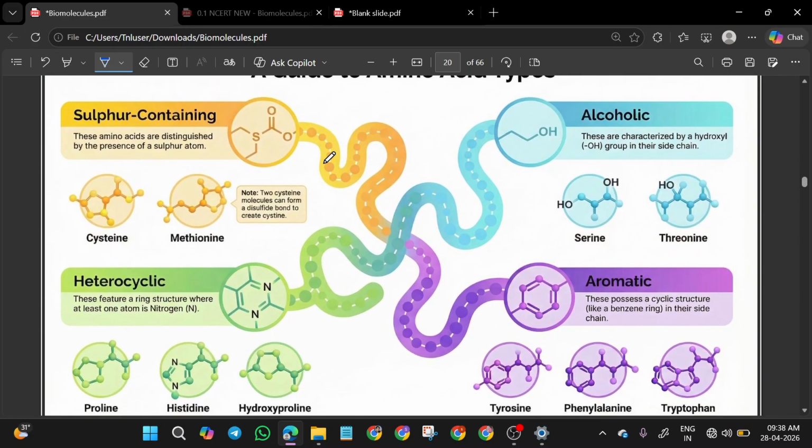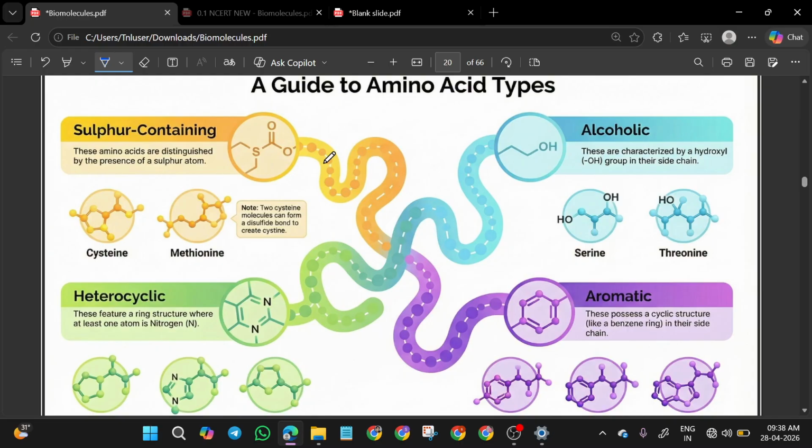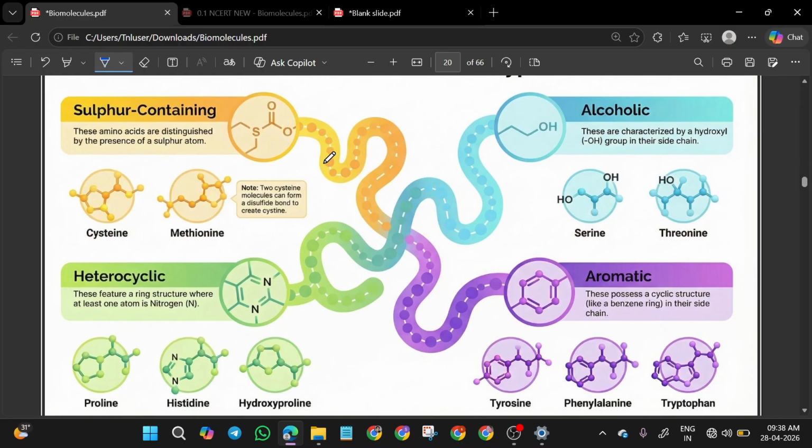Next we are going to classify based on the functional group present, like sulfur containing amino acids. This is also not there in NCERT, but you just know. If the amino acid has sulfur, it is sulfur containing. Methionine, cysteine. For cysteine, the R group will be CH2SH. Since it contains sulfur, cysteine is a sulfur containing amino acid. Not required, but you just know.